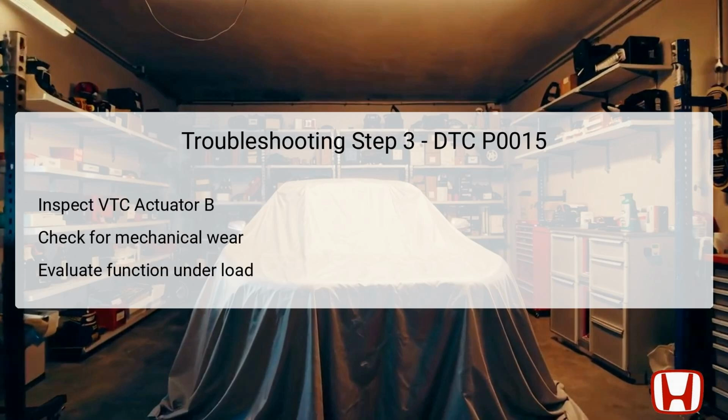After assessing the VTC oil control solenoid valve B, the technician must inspect VTC actuator B for any signs of failure. This actuator is essential in controlling the camshaft's timing, and any mechanical wear or damage can severely impact engine timing. The inspection should focus on evaluating the actuator's movement, ensuring it can achieve the desired positions as commanded by the PCM. Often this requires testing under load conditions to simulate realistic operating environments.